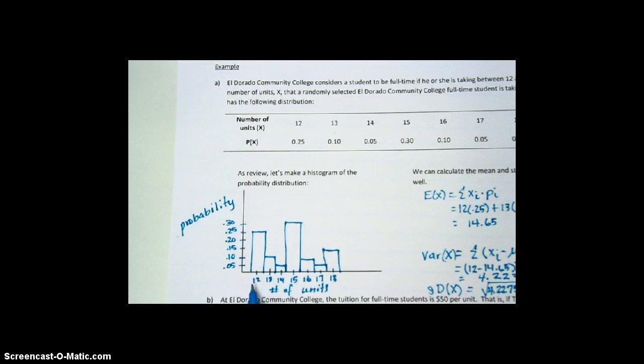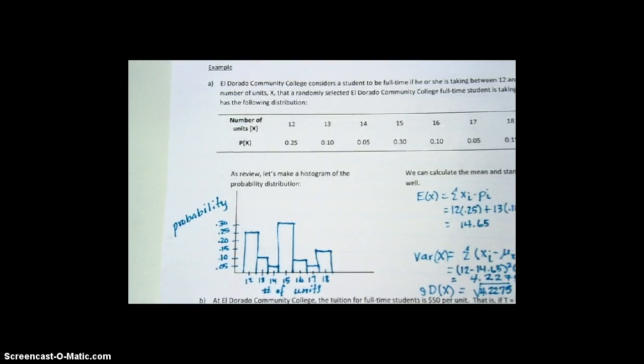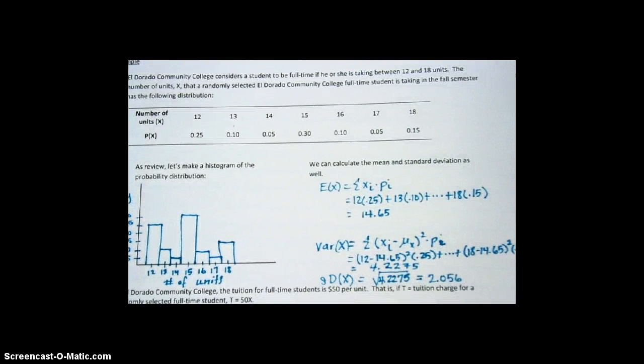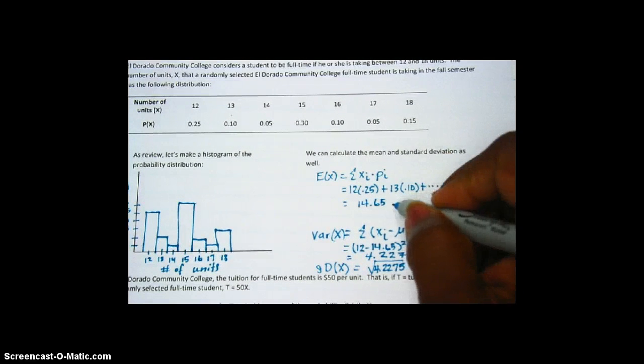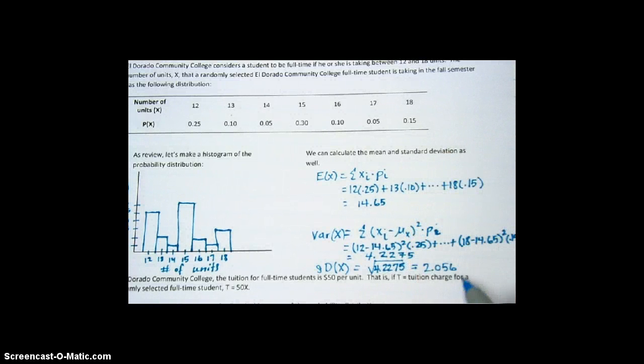Notice again, we are allowed to put the values in the middle of the bar. I've scaled my y-axis to represent the probabilities, and I've labeled each of those axes to show what they represent. So this is our histogram. As we take a look at the mean and standard deviation, I've shown you those formulas, and our mean is 14.65 units, and our standard deviation is 2.056 units.